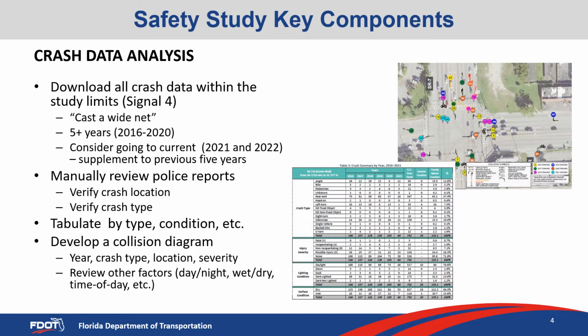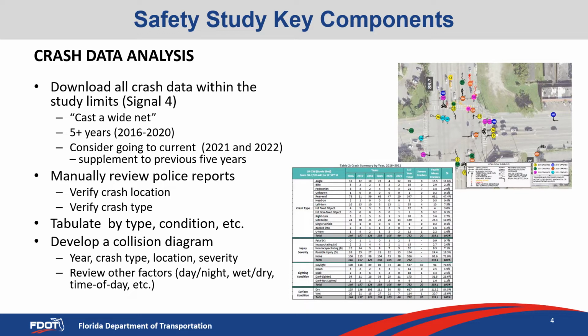When doing the crash analysis review, it's important to manually review the police reports. Again, as I mentioned, often crashes can get miscoded. So when you're looking at the police report, in particular the narrative and the drawing at the back of the police report, you want to verify as best as you can the location, the crash type, and any other contributing circumstances from the narrative.